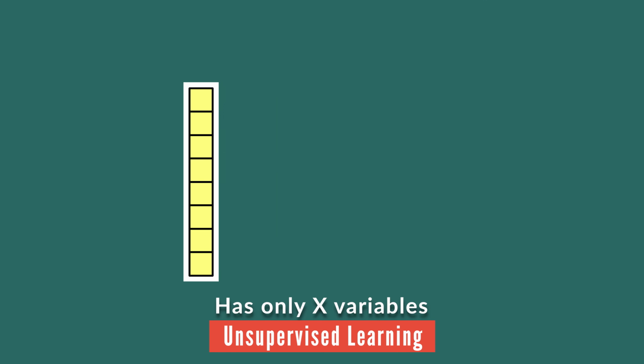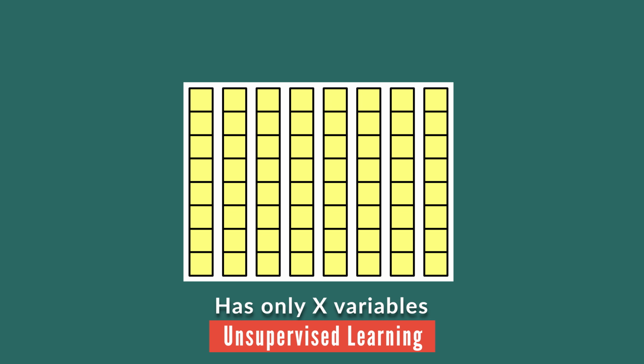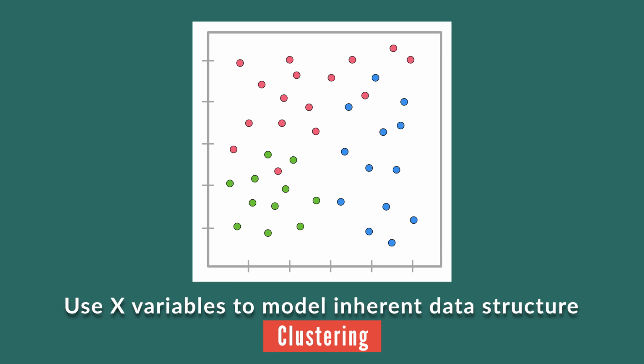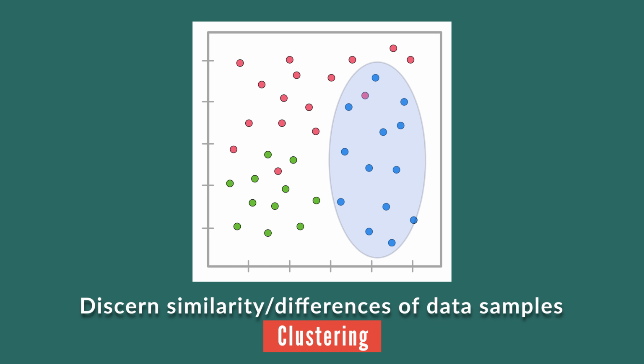In unsupervised learning, the dataset only has the X variables, which may be used by the learning algorithm so that the inherent structure of the data can be modeled. Such a machine learning task is known as clustering, which helps to identify data samples on the basis of their similarity. So those that are in a similar cluster are highly similar, whereas those that are from different clusters are different.